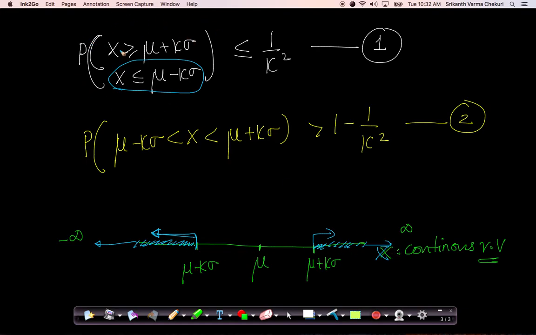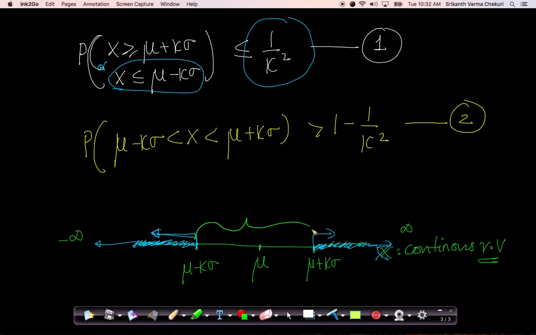It says your probability that x is greater than equal to mu plus k sigma or x is less than equal to mu minus k sigma, which means this whole region, the probability that x lies in this region or in this region is less than equal to 1 by k square. That's equation 1. Now, what happens to the probability of x lying in this region now?